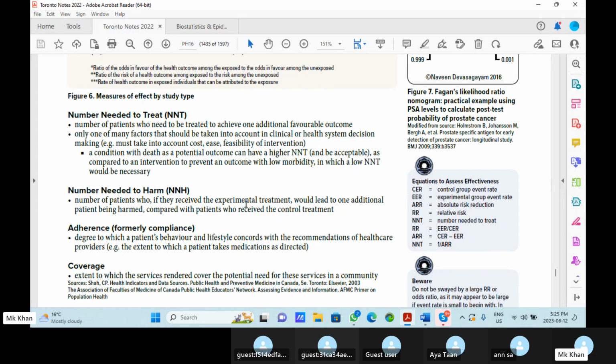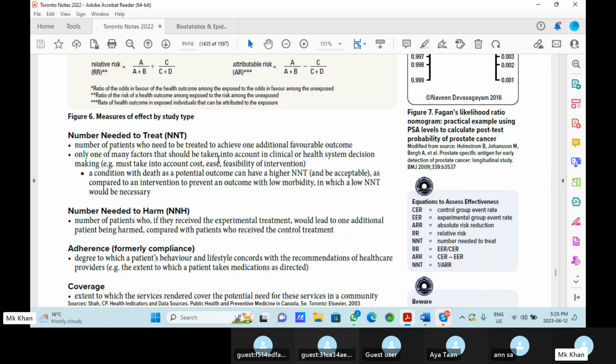So what is number needed to treat? A number of patients who need to be treated to achieve one additional favorable outcome. Only one of many factors that should be taken into account in clinical or health system decision making. Must take into account cost, ease, feasibility of intervention. A condition with death as a potential outcome can have a higher number to treat as compared to an intervention to prevent an outcome with low morbidity, in which a low number to treat would be necessary.